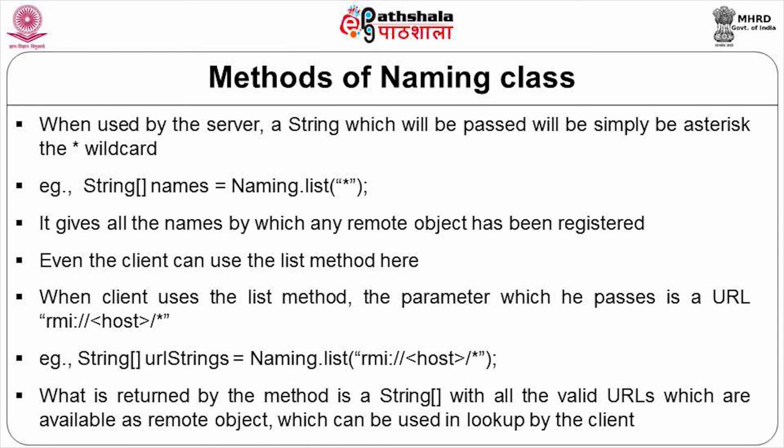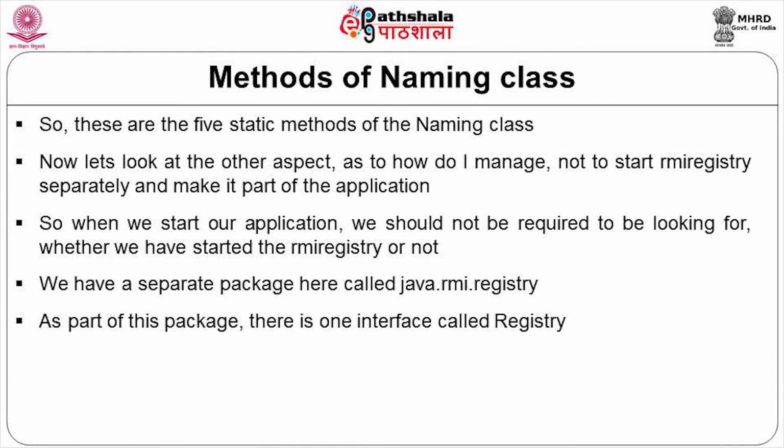So RMI list, and then he says RMI colon / the host, the URL. Now instead of some kind of a name, put the asterisk there, star. So once he gives a wildcard, what is returned as a string array is nothing but all the valid URLs which are available as remote objects, which can be used in lookup by the client. So we get actually the list of the URLs here from the RMI registry.